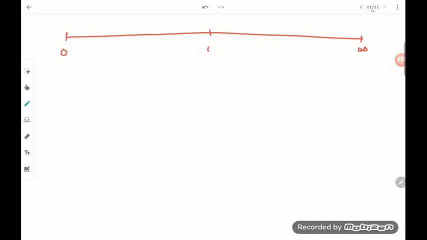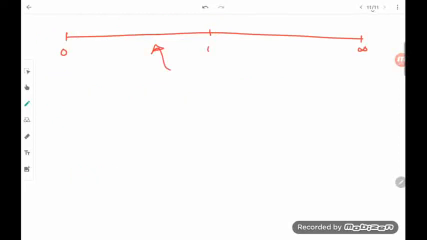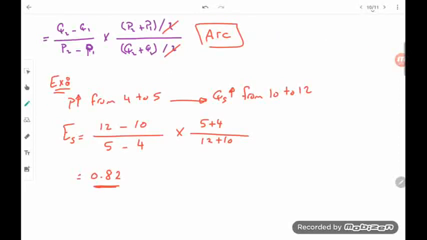If it is 0, this is perfectly inelastic. Less than 1, it's inelastic. 1 is unit elastic, greater than 1 is elastic, and finally infinity is perfectly elastic. So in our case it's 0.82, so it is inelastic supply. It will be positive, as according to the law of supply there is a positive relationship between price and the quantity supplied.